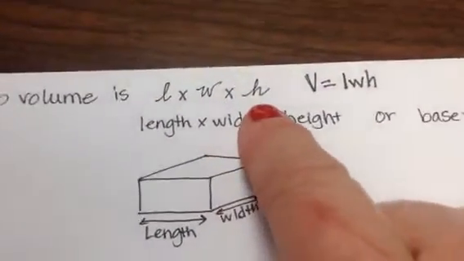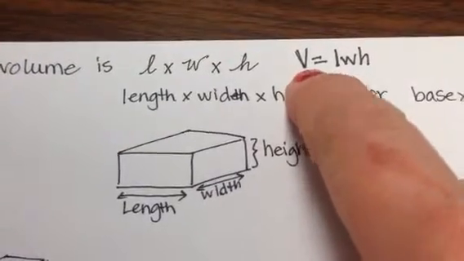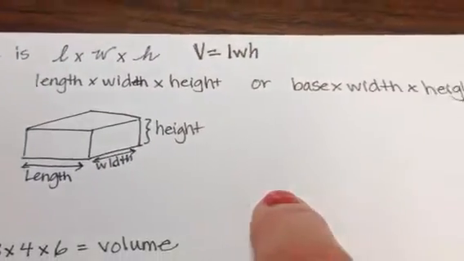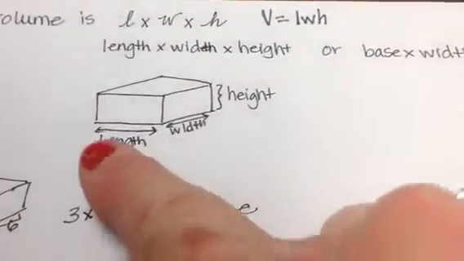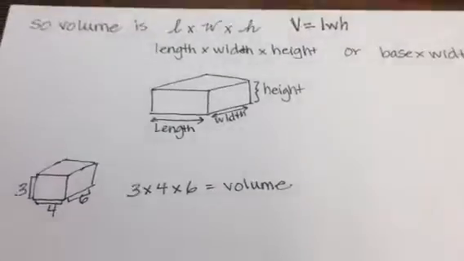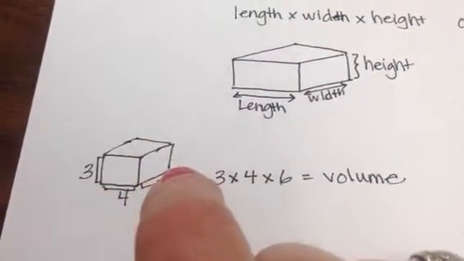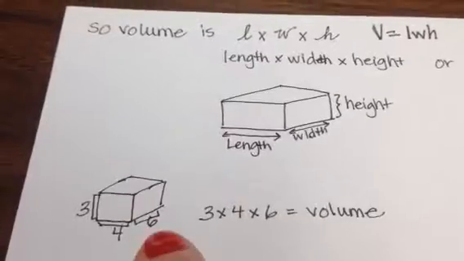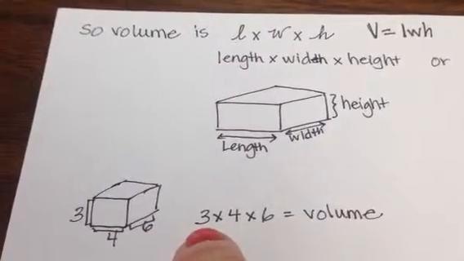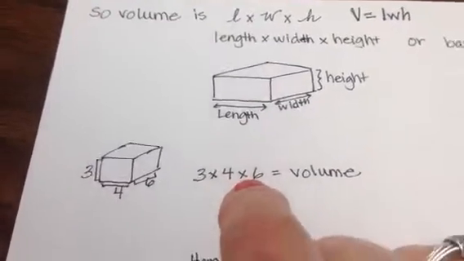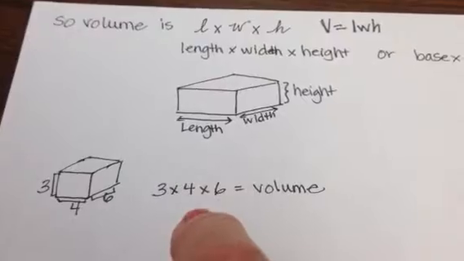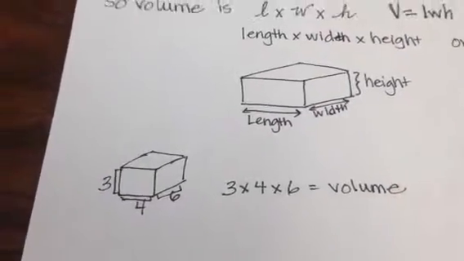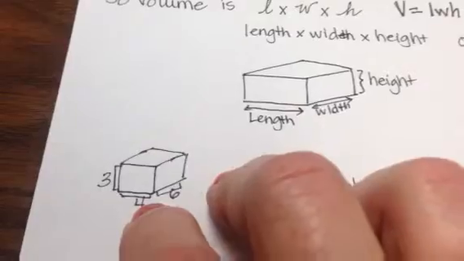Volume, length times width times height. I always say depth, but officially it is V for volume equals length, width, height. Multiply those 3 and you have your volume. You can think also base, width, height. If I have a box that has the height of 3, the length of 4, and the width of 6, I'm just going to multiply those 3 numbers. So 3 times 4 is 12, times 6 is what? 12 times 6, 72. So it would be 72 cubic units, because I didn't label it, so it would just be units.